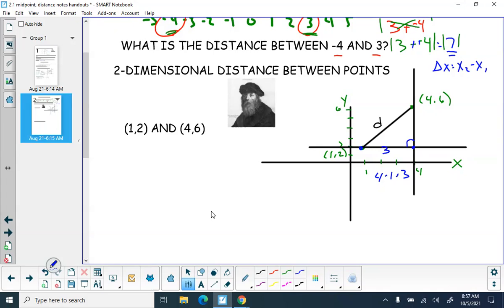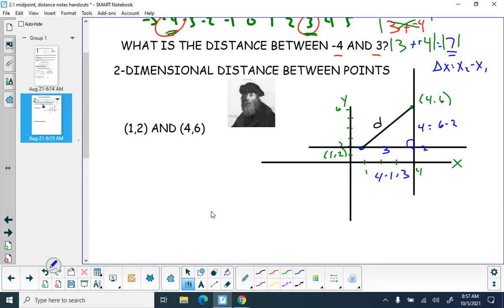Subtracting my two numbers for my vertical line. What's the length of my vertical leg? A value of 4. We can take 6 minus 2, because we're going up to 6 and we're going to subtract down to 2. So we subtract our two y values, 6 minus 2, to give us a value of 4. Okay, so we have two legs of a triangle.